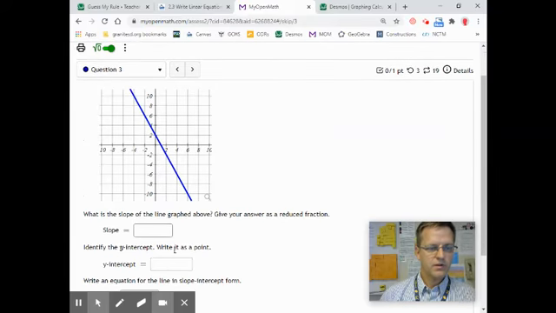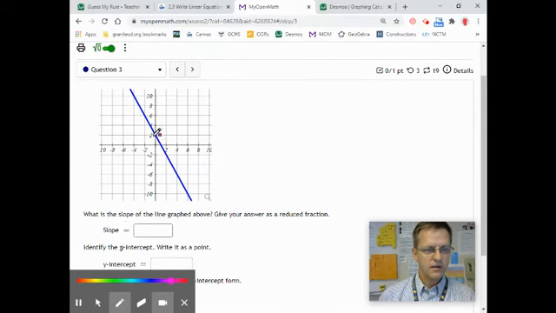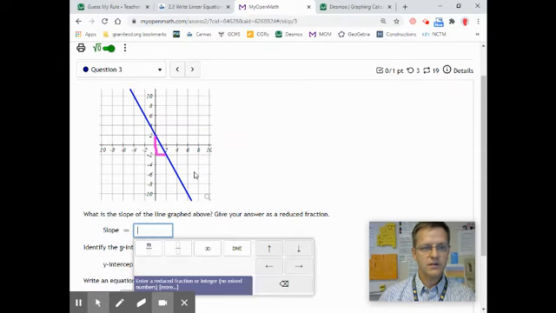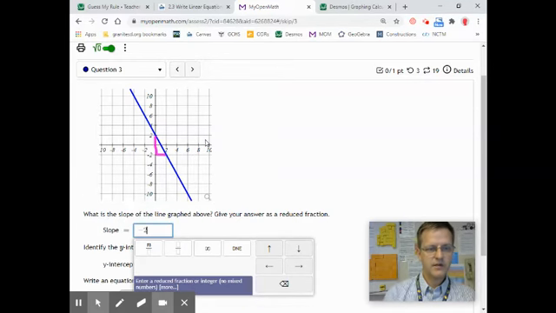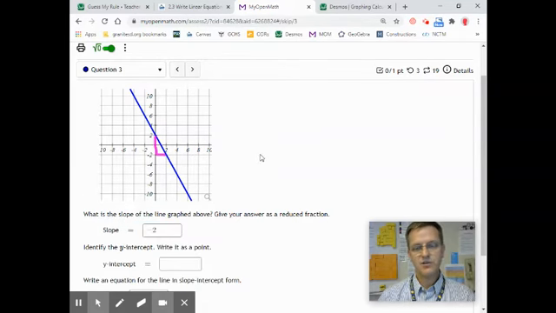How about this one? What is the slope of this guy? Well, looks like it's down 2 over 1. Now it says give it as a reduced fraction. So if I put down 2 over 1, it's going to mark it wrong because down 2 over 1 is the same as down 2, because 2 divided by 1 is just 2.